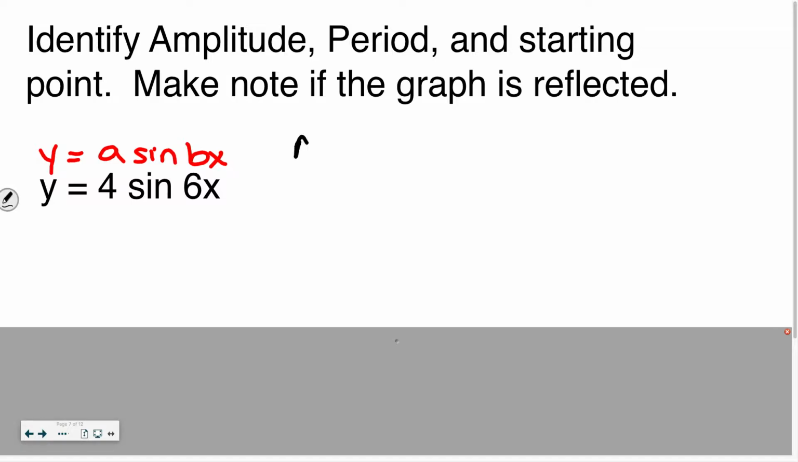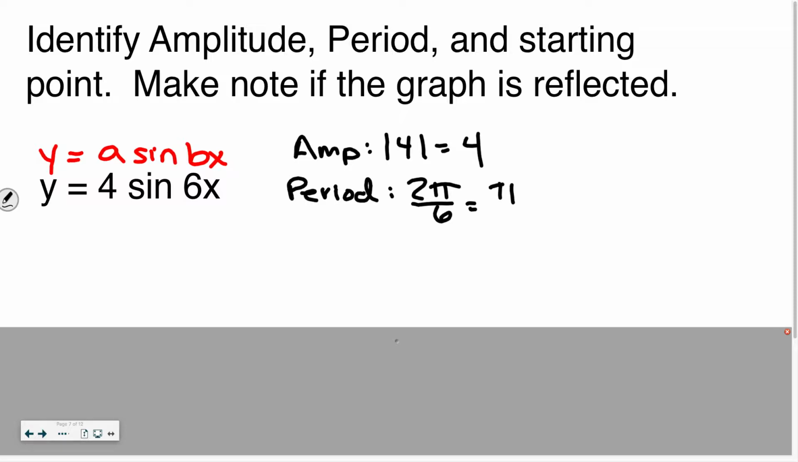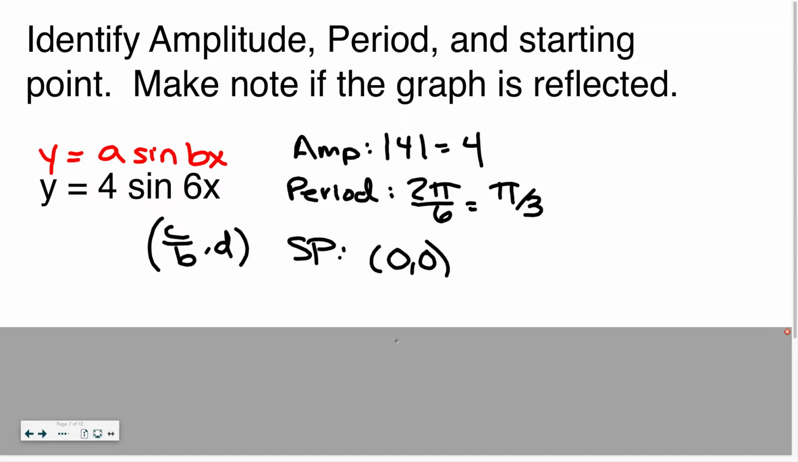So amplitude is the absolute value of 4, which is just 4. Period is 2 pi over B, which looks like B is 6, so I should always simplify that, pi over 3. And my starting point is my C over B comma D, but since C and D are both 0, this is just going to be 0, 0. So the starting point for our frame will be at the origin.